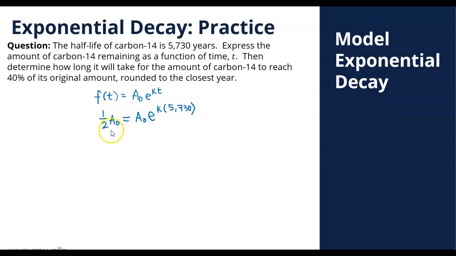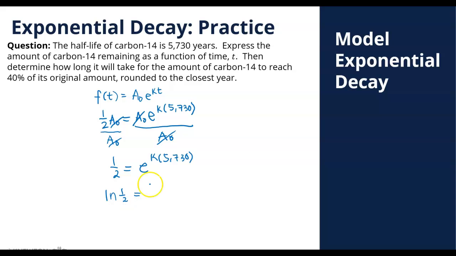Now, since we have a sub 0 on both sides of the equation, we can divide both sides by a sub 0 and cancel that. Therefore, we have 1/2 equal to e to the k times 5,730. Now, we want to solve for k. We can do that by taking the ln of both sides.